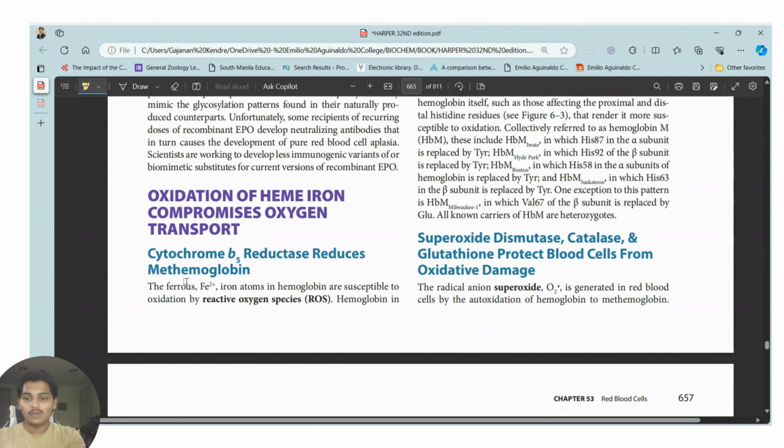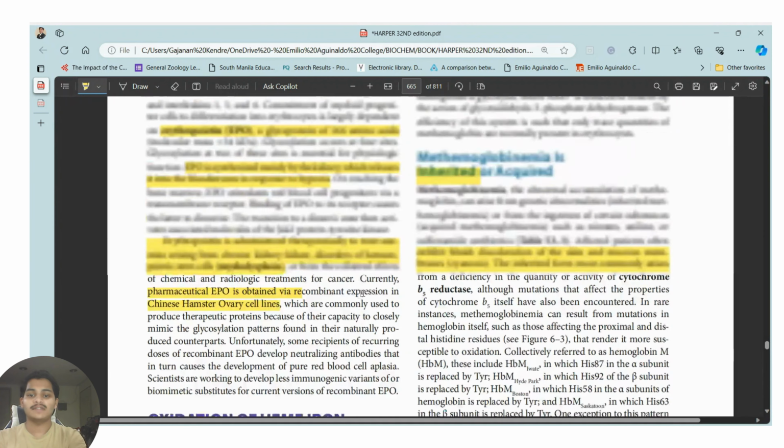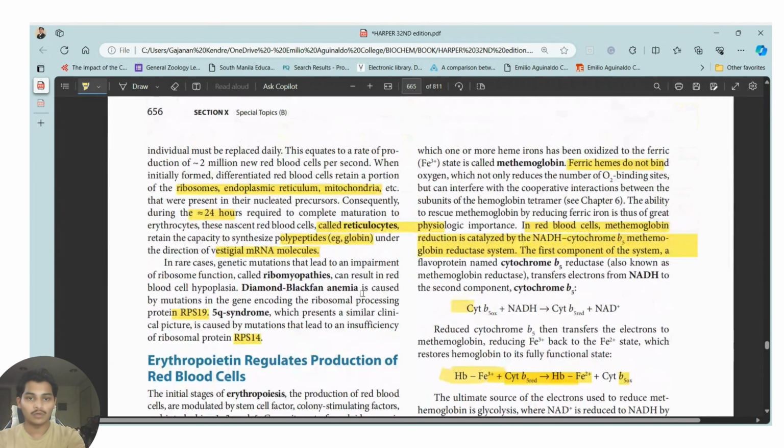Then what is methemoglobin? Methemoglobin is hemoglobin with the Fe3+ ion. Normally, in the normal structure of hemoglobin, we have the ferrous form, that is the Fe2+ form, but because of the reactive oxygen species, our hemoglobin converts to methemoglobin. This ferric heme does not bind to oxygen, which reduces the oxygen binding sites, and less oxygen will be transported. And certainly we can reverse this process, and our body does this absolutely.